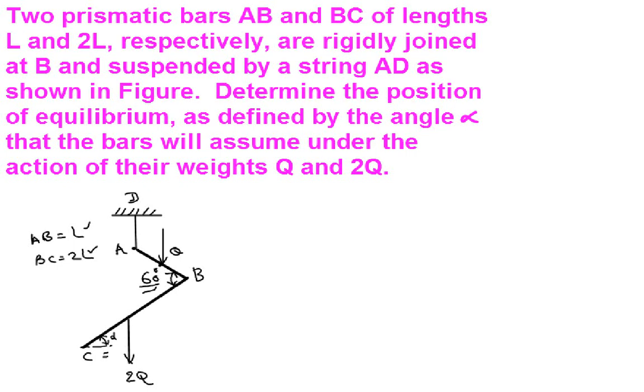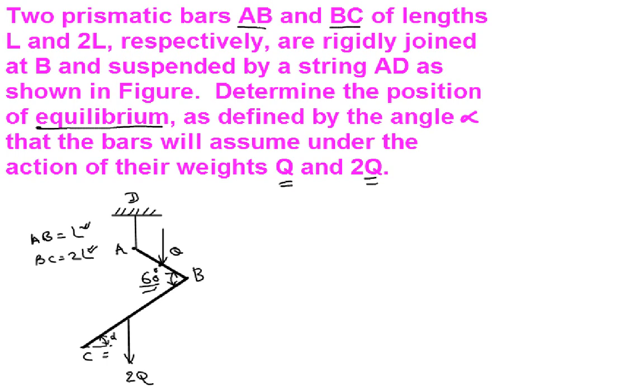We'll walk through an interesting problem here. In this problem, you have two bars AB and BC of lengths L and 2L, as shown over here, rigidly joined at B, making an angle of 60 degrees and suspended by a string AD as shown in the figure. We need to find the equilibrium position as defined by the angles if the weights of the bars are Q and 2Q.